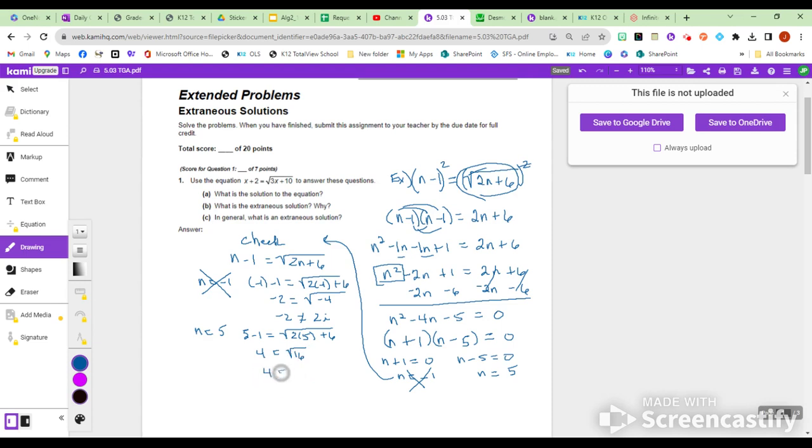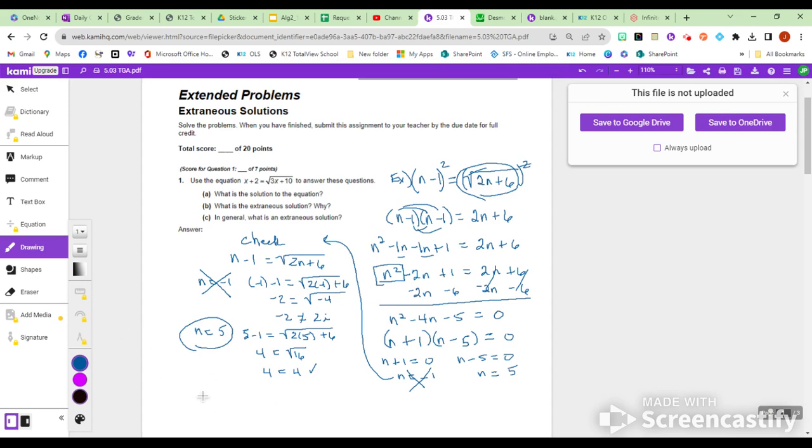We have 4 on the left. The square root of 16 is 4. So n equals 5 is the only solution. Sometimes both solutions check and you have more than one answer. Sometimes one checks and one doesn't, so you just have one solution. Sometimes neither of the solutions check, and then that means you would have no solution to your problem.